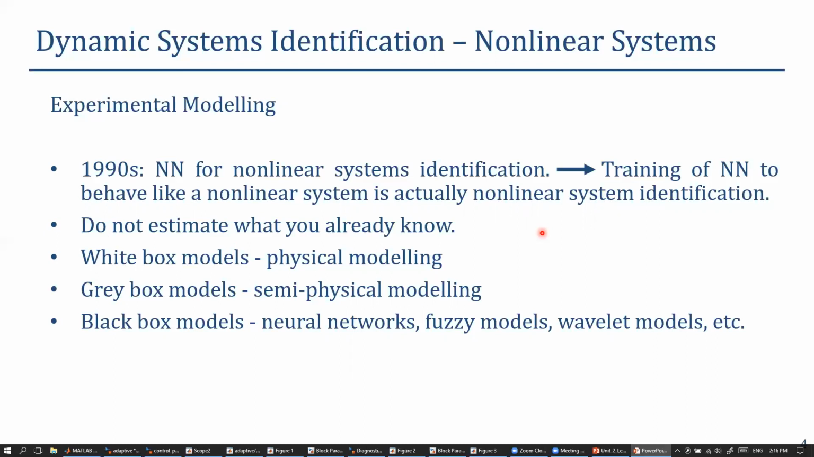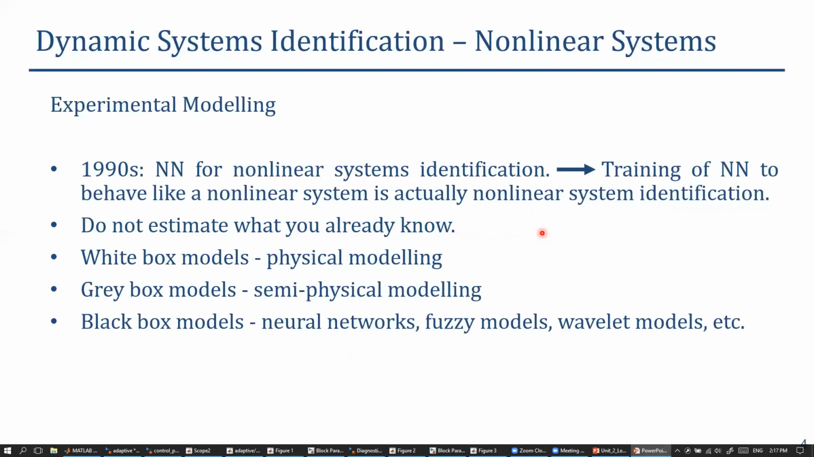Basically, the neural network models, when we want to create a neural network, the training of the neural network is actually the nonlinear system identification. So getting the trained neural network to behave as a dynamic nonlinear model is basically the nonlinear system identification task.